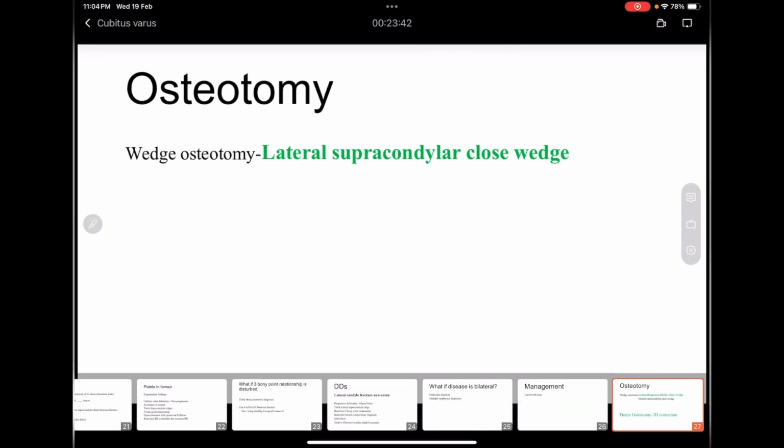So what should be done in that case? We have to do osteotomy. Corrective osteotomy needs to be done. What all corrective osteotomy do we have? We can go for wedge osteotomy, that is supracondylar wedge osteotomy.